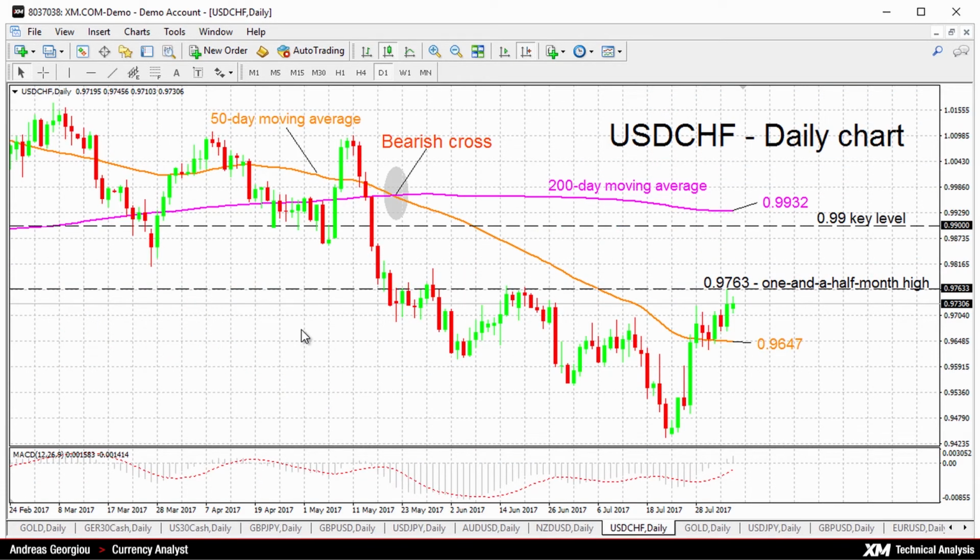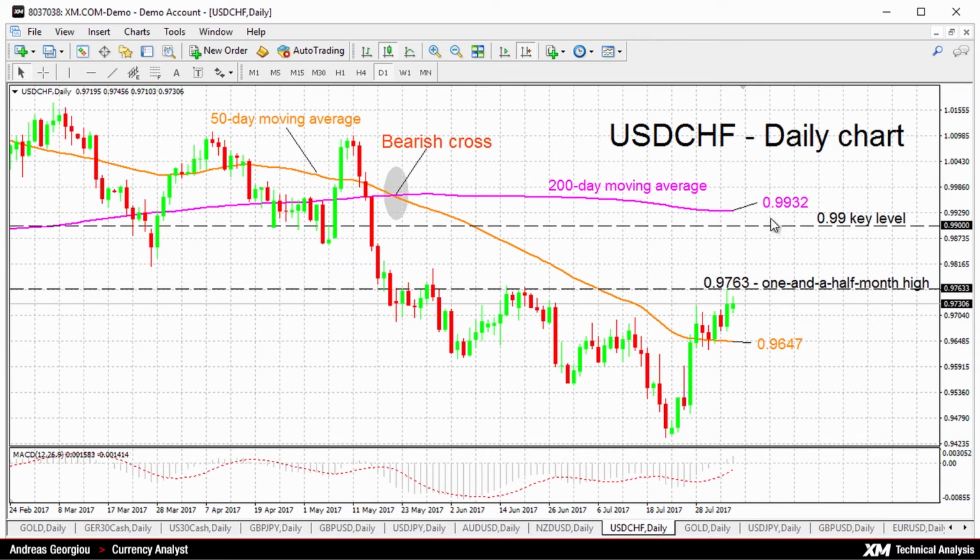Moving to dollar versus the Swiss franc on the daily chart, and looking at the MACD indicator, we can see that it is positive as well as above the red signal line. This points to the bias being overall on the positive side. Should the price advance, then the area around the 1.5 month high of 0.9763 recorded last Friday could act as resistance. Further up, the 0.99 handle, which was of significance in the past, could provide additional resistance.